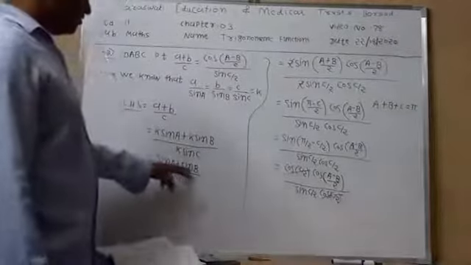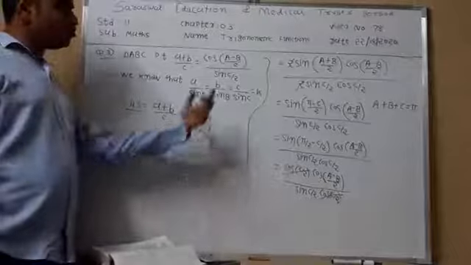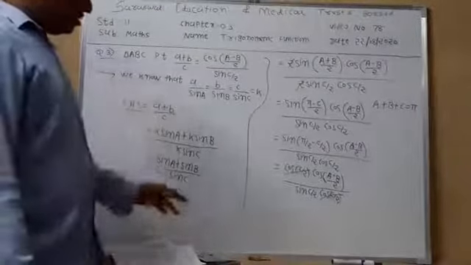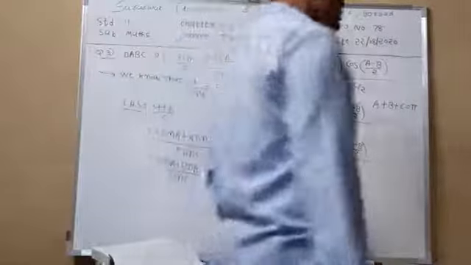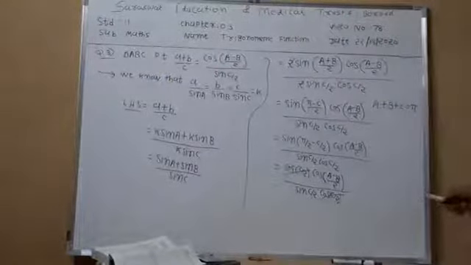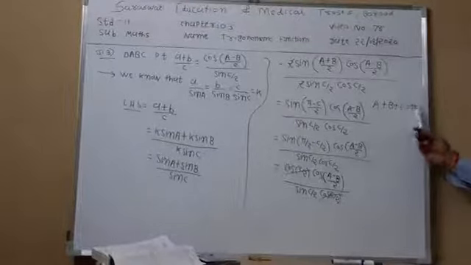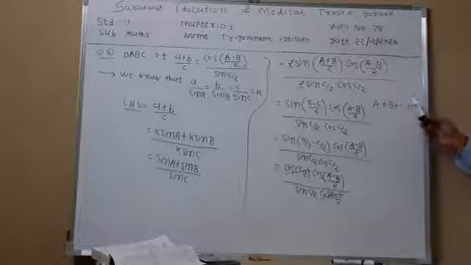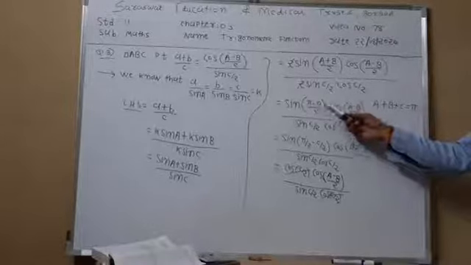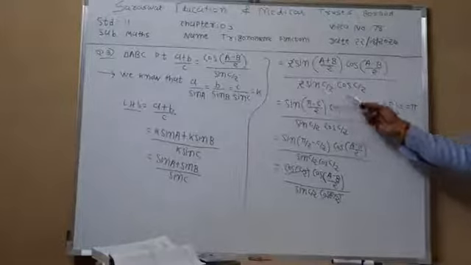Now for the remaining term, apply the identity sin s plus sin s, that means 2 sin s cos s, and in the denominator apply the sin 2 theta identity. Now here the 2 cancels. Since triangle ABC is present, a plus b plus c is equal to pi. In place of a plus b, write pi minus c by 2 into cos of (a minus b) by 2.